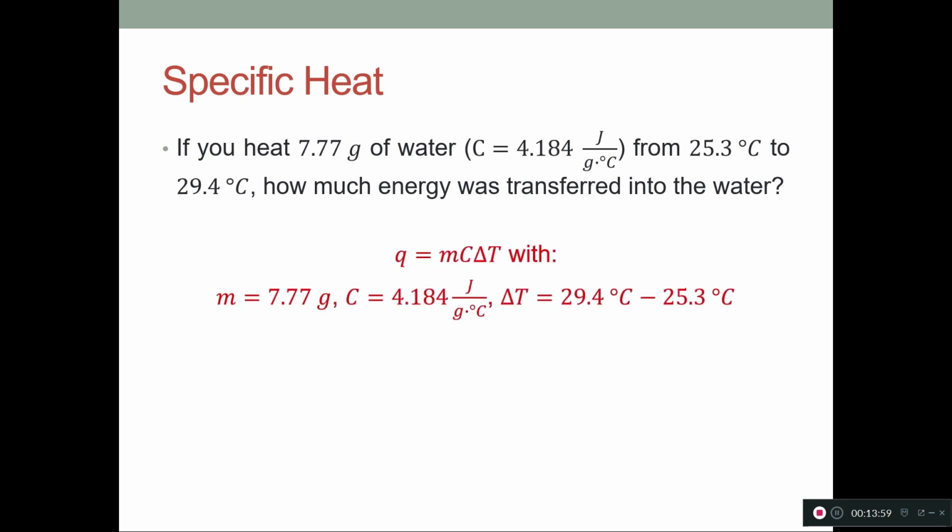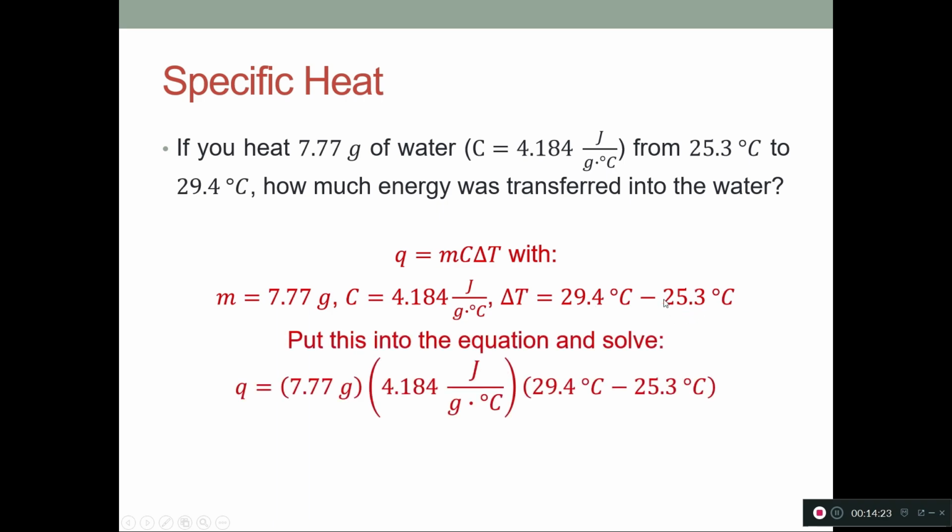And so the answer to this is that we want to use our Q equals M times C times delta T. And so remember, the M is the 7.77 grams. The C, the specific heat, is 4.184 joules over grams Celsius. And the change in temperature will just be our final temperature minus our initial temperature. And so if we input these into our equation, we get this. And then when we solve it, we end up finding out that it is 133 joules. And this is in 3 significant figures because our mass and our temperatures were both at 3 significant figures, and so that is the fewest number of sig figs.